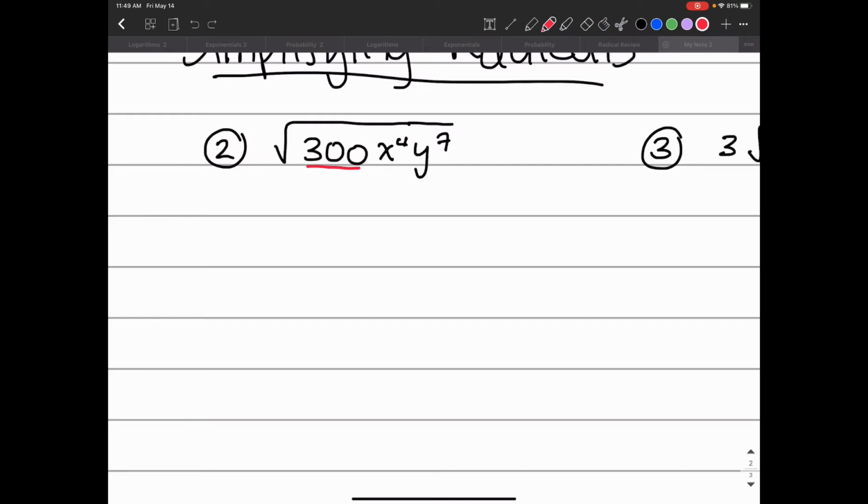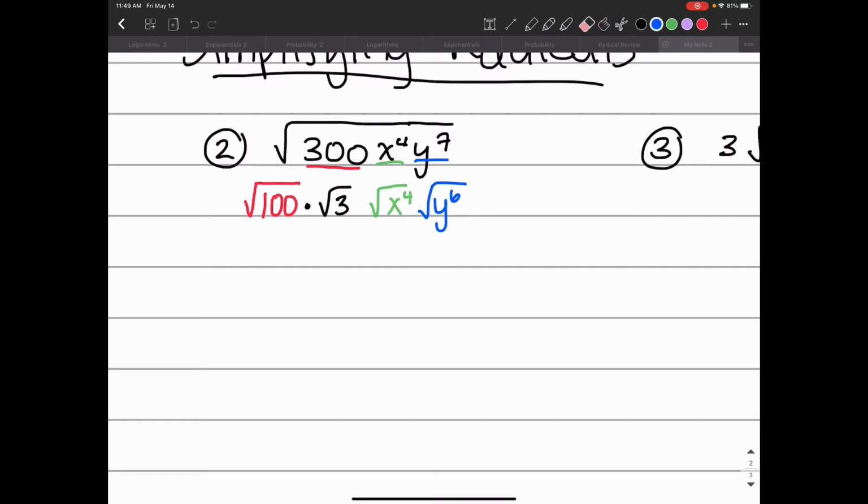So I'm looking for things that are being squared or perfect squares inside. So the biggest perfect square inside of 300 is 100. I'm going to rewrite the square root of 300 as the square root of 100 times the square root of 3. For x to the 4th power, the biggest perfect square inside of x to the 4th power is x to the 4th power. X to the 4th power is a perfect square. The biggest perfect square inside of y to the 7th power is y to the 6th power. It's an even power.